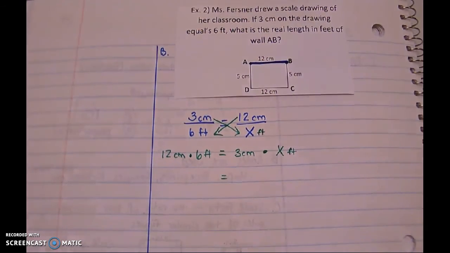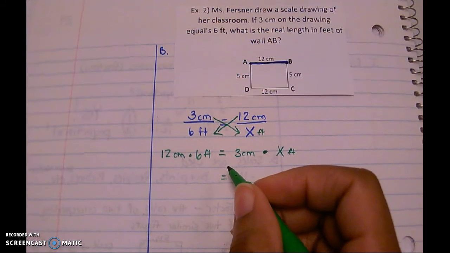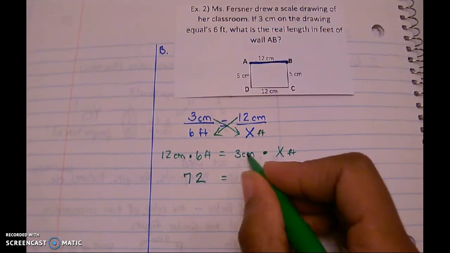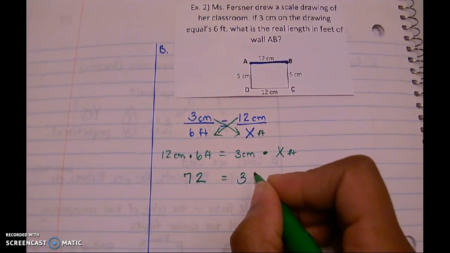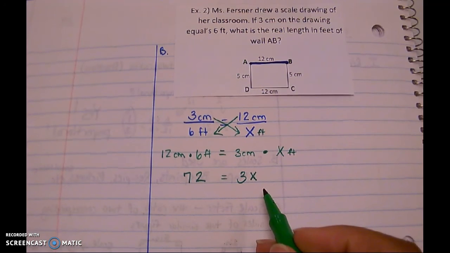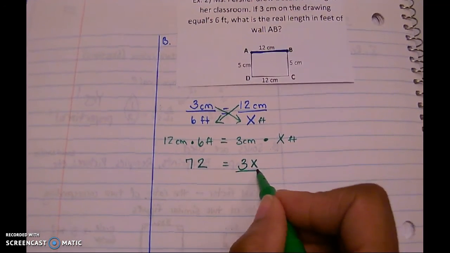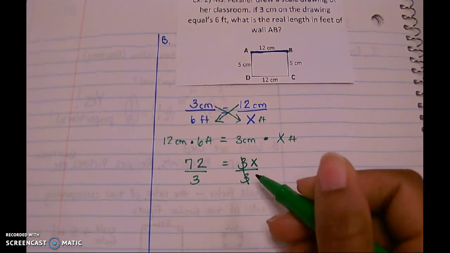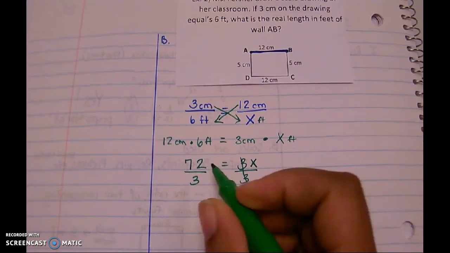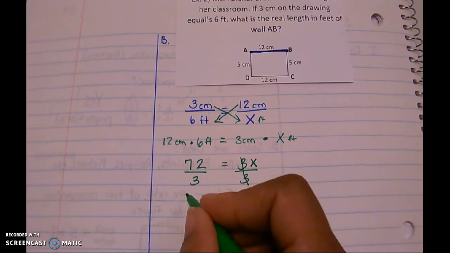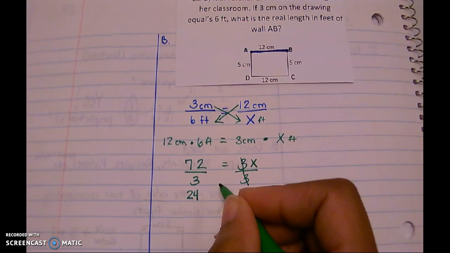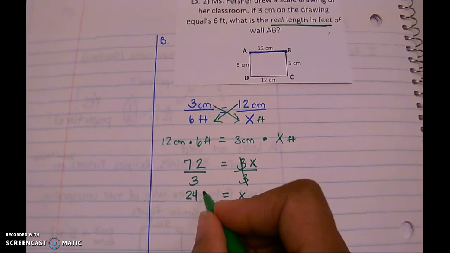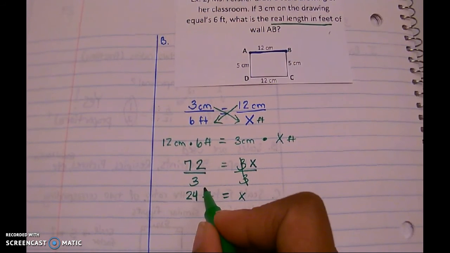I'm going to bring down my equal sign. Multiply 6 times 12, which is going to give me 72. And, of course, 3 and x are going to give me 3 times x. I have to get x alone, so what do I need to do? Divide both sides by 3. 3 divided by 3 is 1. Bring down x. 72 divided by 3 is actually 24, but my unit that I'm looking for is the real length in feet. So my answer is going to be 24 feet.